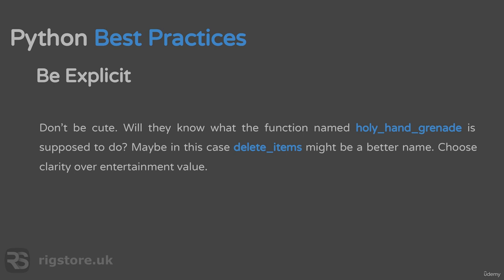But with delete_items, I know exactly what this is doing. This is going to, I'm assuming, take a list of items and delete them. It's great. I know what it does, I don't need to read any further, and it'll be easy for me to search for. If I want to search my library for a delete function, I can quite simply type delete and it'll come up. If I type in delete, Holy Hand Grenade's not going to come up. So I am literally just going to annoy everyone.